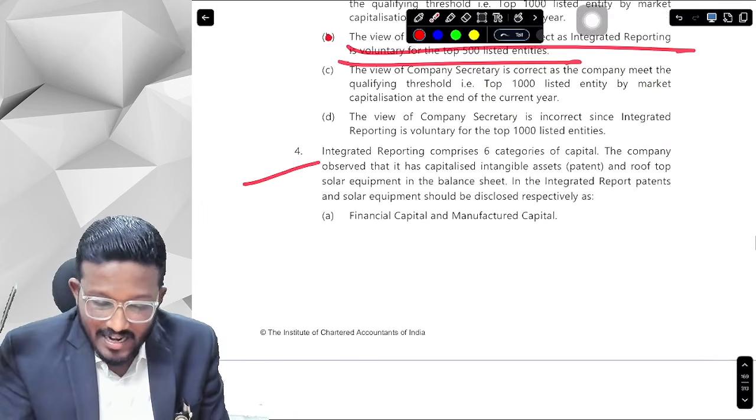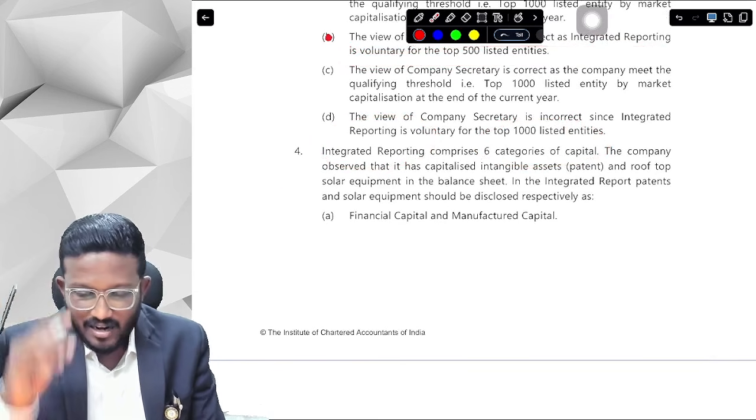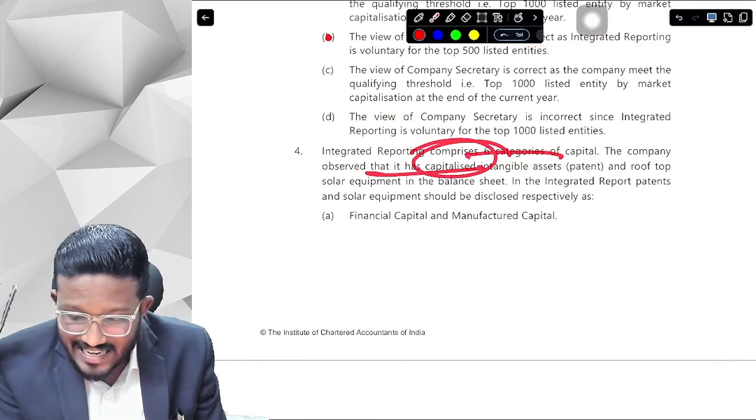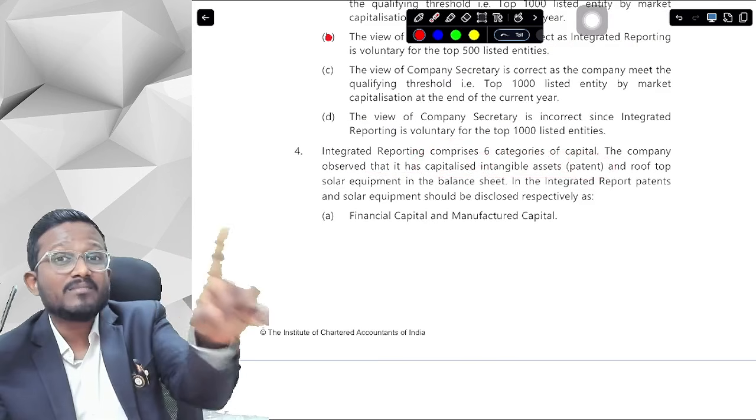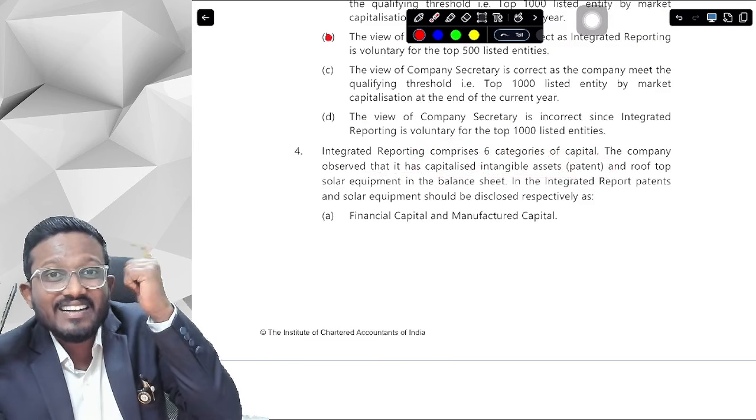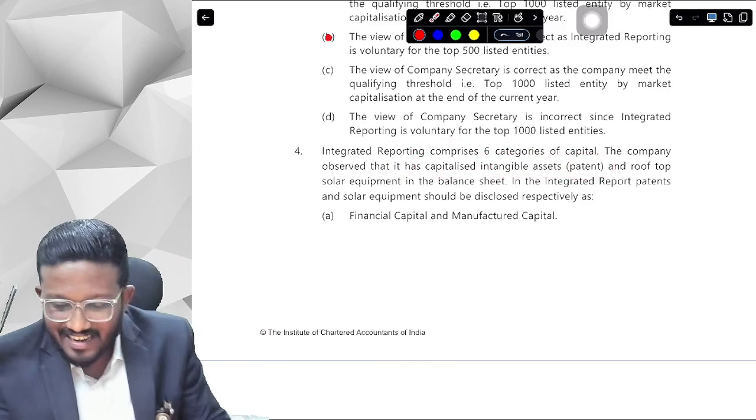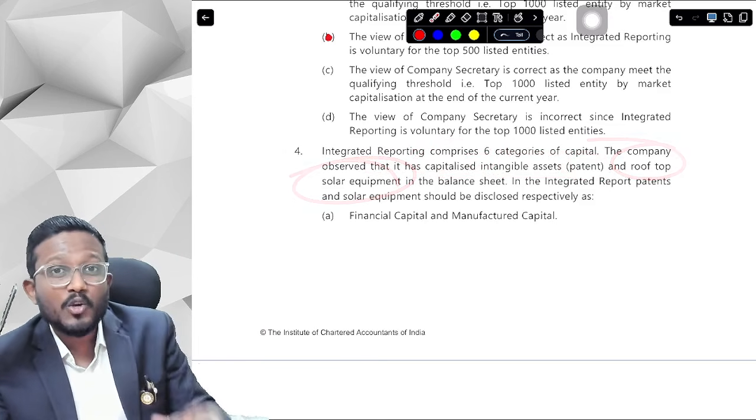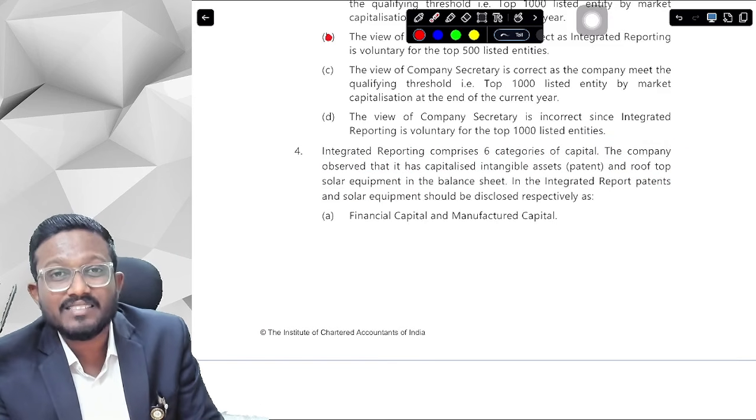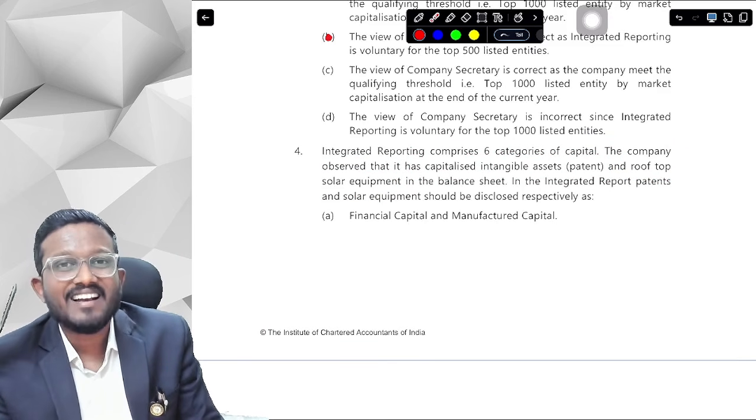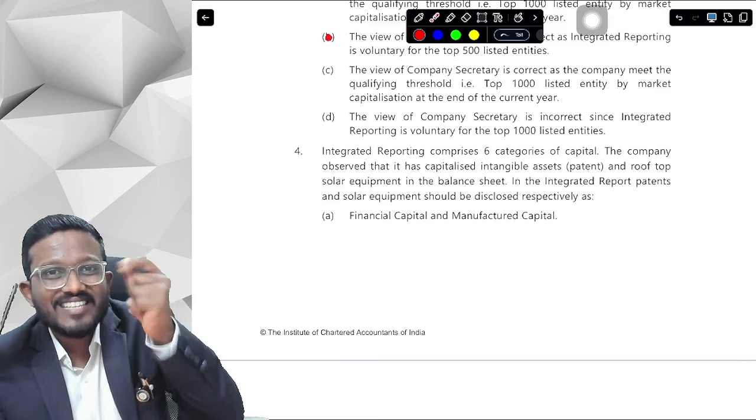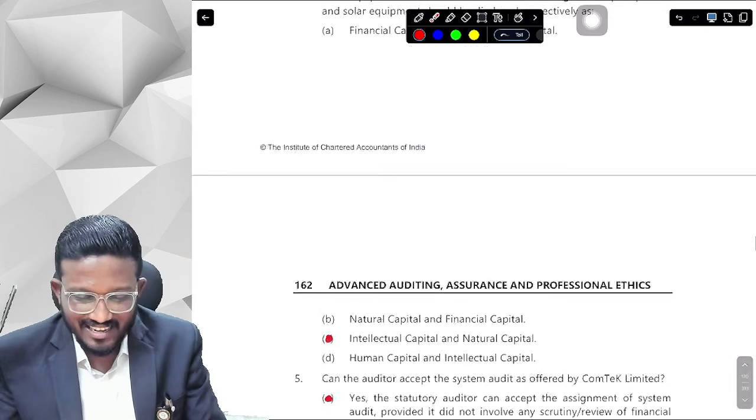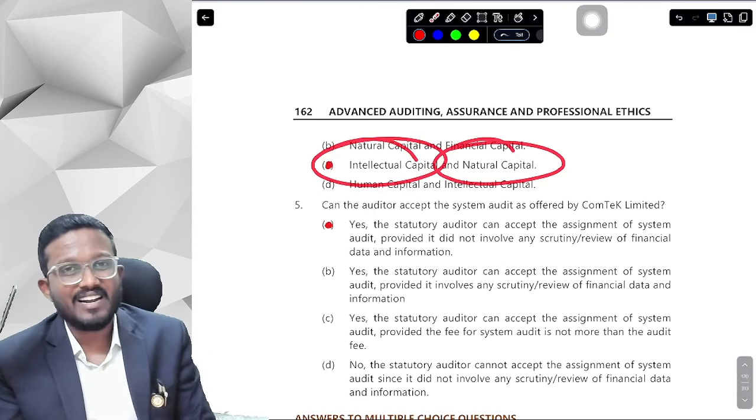Okay, next, integrated reporting comprises 6 capitals. Company observed that it has capitalized intangible assets. Patent comes under which type of capital, sir? It is intellectual capital. Second is rooftop solar equipment. Although you may consider it as manufactured capital, it is because of the input of nature, that is solar energy. So that is called natural capital. So here it will be intellectual capital and natural capital.